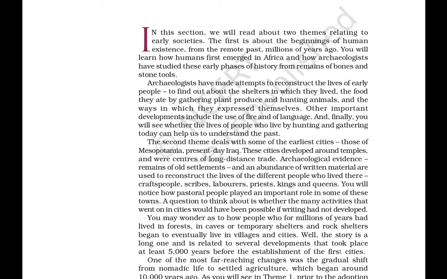In this section, we will read about two themes relating to early societies. The first is about the beginnings of human existence from the remote past millions of years ago. You will learn how humans first emerged in Africa and how archaeologists have studied these early phases of history from remains of bones and stone tools.